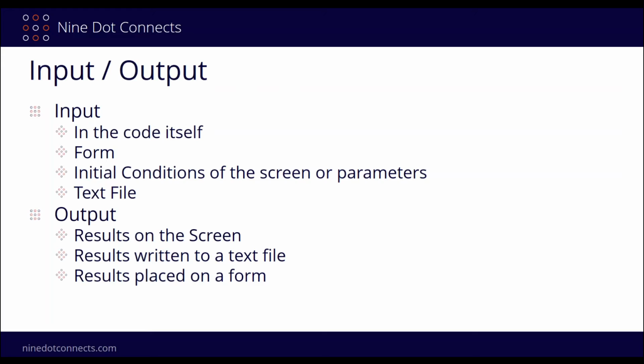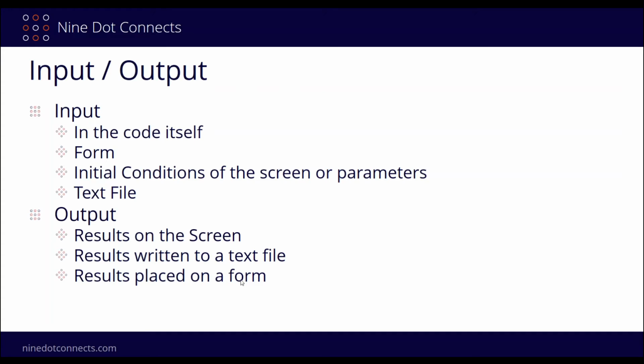Now on the output side of things, how do we get some outputs out of this? Well, we can see the results on the screen like we saw with the logo. We can get results written to a text file, which is what we saw when we ran that library report. And we can also see the results placed back on the form, which is what I'm going to show you in the tic-tac-toe game here in just a moment.